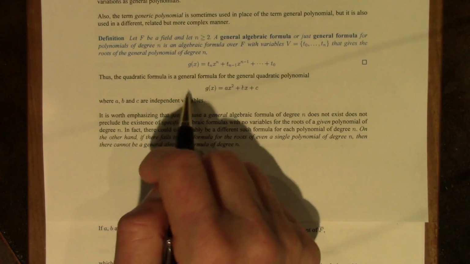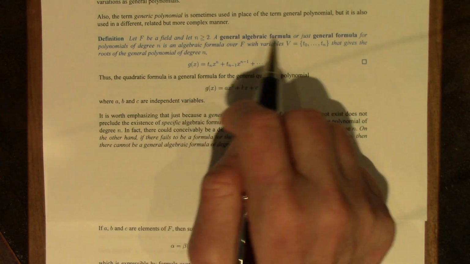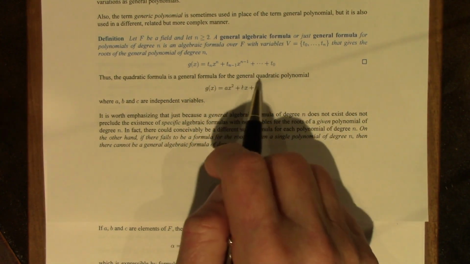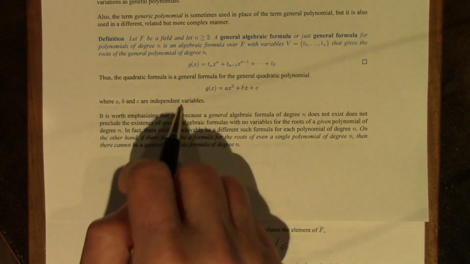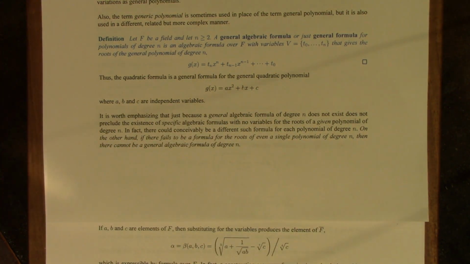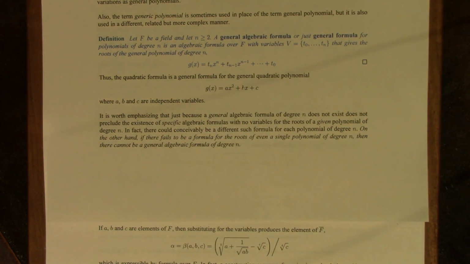So the quadratic formula is a general formula, general algebraic formula, for the general quadratic. A, B, and C are independent variables. You are used to plugging in values for A, B, and C any way that is appropriate at the time, so they have to be independent variables. They can't have any algebraic relationships.